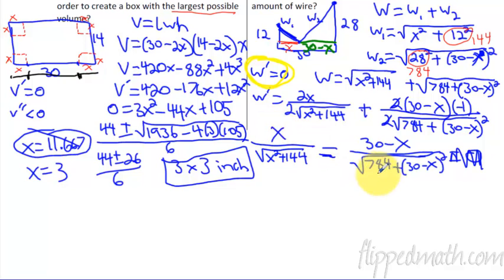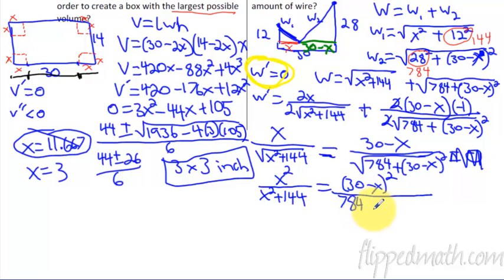Now, multiply both sides by the denominators. Actually, you know what? Let's just square both sides right now and clean some things up. If I square both sides, this gives me x squared over x squared plus 144. By squaring both sides, I get rid of the radicals. And on this side, I have 30 minus x quantity squared over, and now the radical disappears, 784 plus 30 minus x quantity squared.